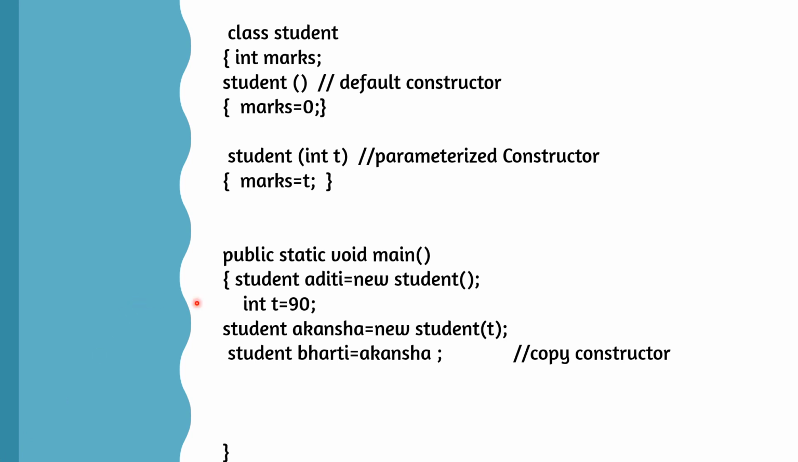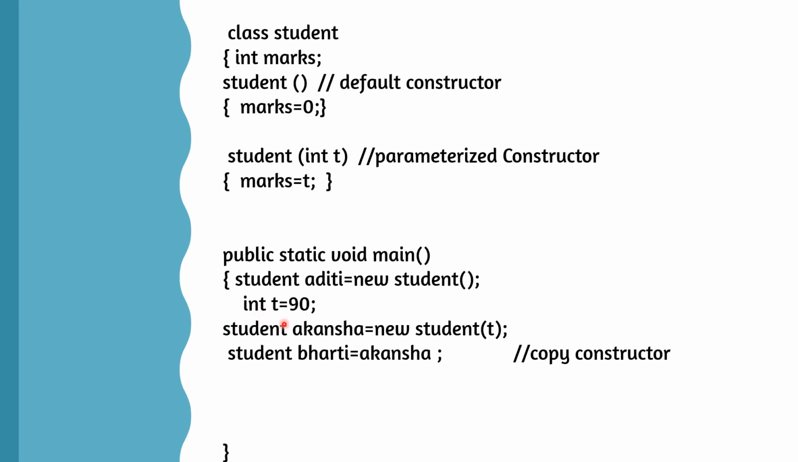And now, how to invoke the functions? Start the public static void main program. Student Aditi, we are creating a new object, student OB, just like that. Here we are saying student Aditi, that means Aditi is the object. Student Aditi is equal to new student. As soon as we create this object, marks will be initialized as 0. For the student Aditi, at the beginning, we are storing 0 in marks.